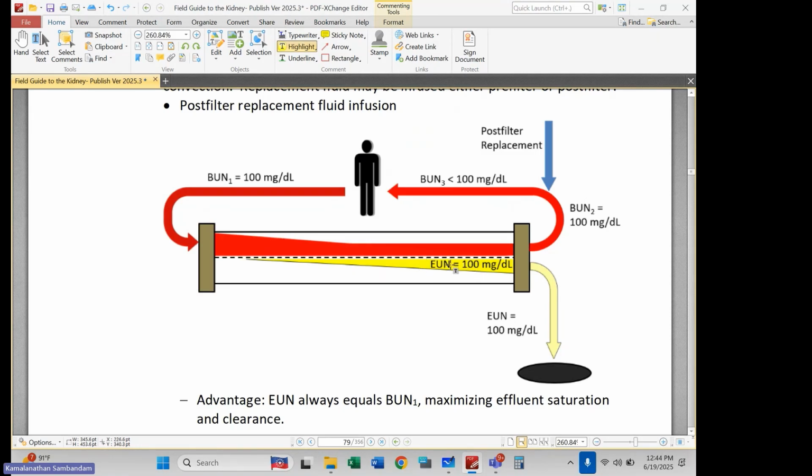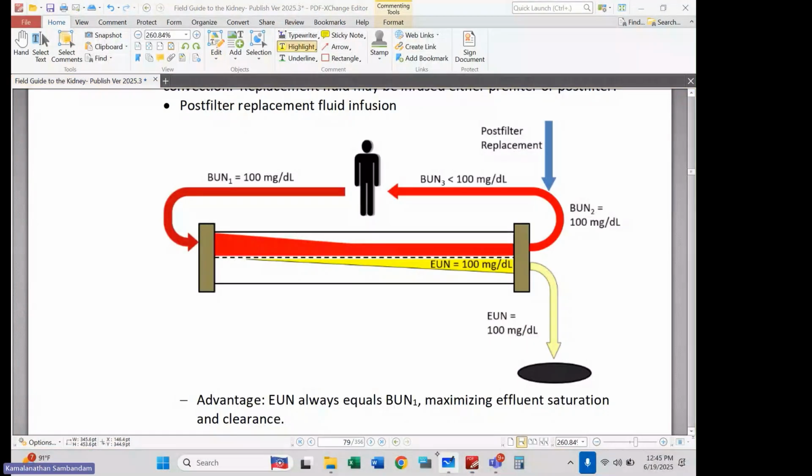Okay, EUN I've used to refer to effluent urea nitrogen. You can see it is 100 milligrams per deciliter. That effluent is dropped down the drain, so of course you're getting urea clearance. The blood, as it returns back to the patient, remains at a concentration of 100. Even though I'm removing urea from the patient, I'm also removing fluid from the patient.